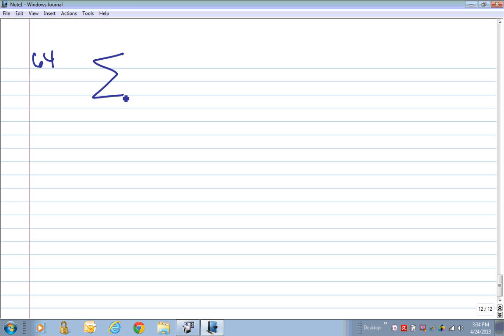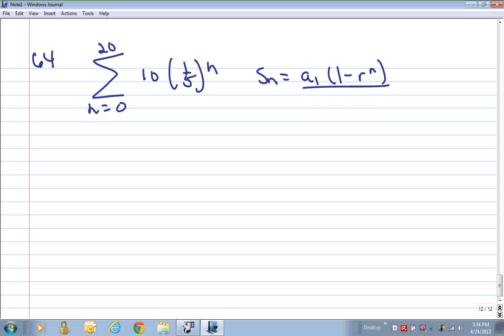Again, we have another summation notation. Our index again is 0. Our upper limit is 20. And we have the rule is 10 times 1/5 to the n power. Okay, we know we're going to use that same formula. S sub n equals a sub 1 times 1 minus the ratio raised to the n power, all over 1 minus the ratio. We also know from a while ago that our n value will be 21, not 20, because we start at 0. So it'll be S sub 21.